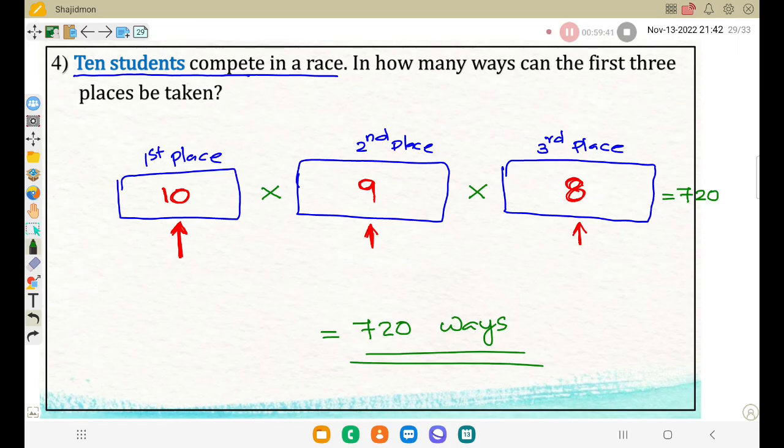10 students compete in a race. How many ways can the first 3 places be taken? 720 ways we can choose. Hope you are clear on this question.